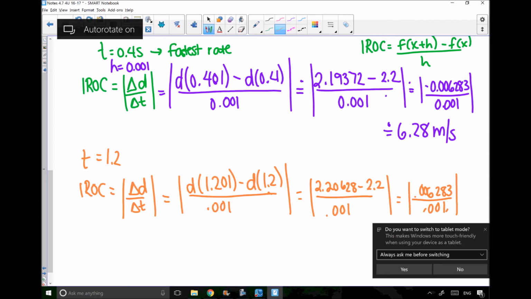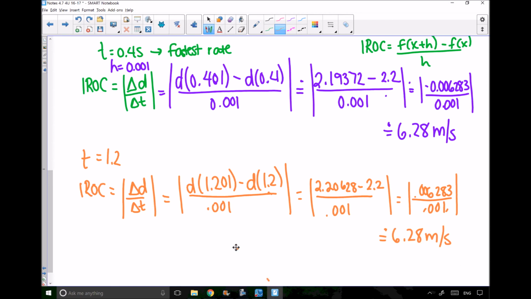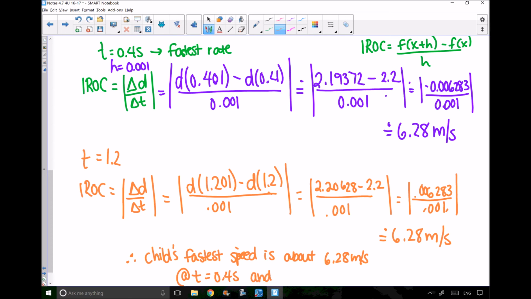So therefore, I can say right here, therefore, the child's fastest speed is about 6.28 meters per second when the time is equal to 0.4 seconds and 1.2 seconds. Okay, and that's my answer to my question.